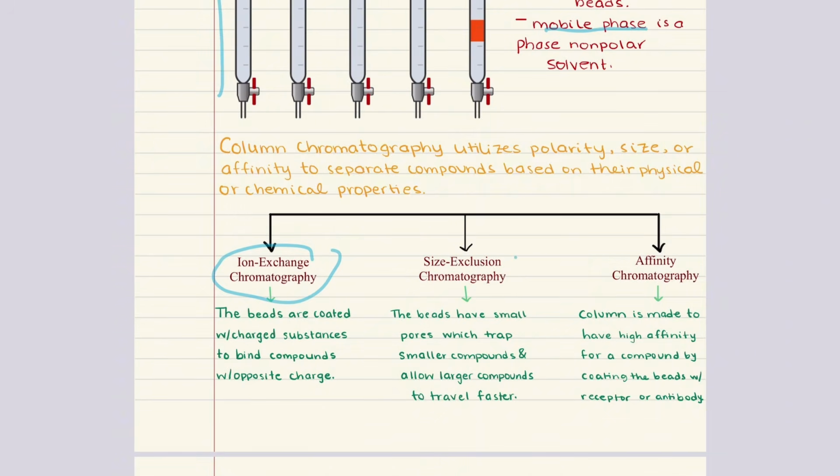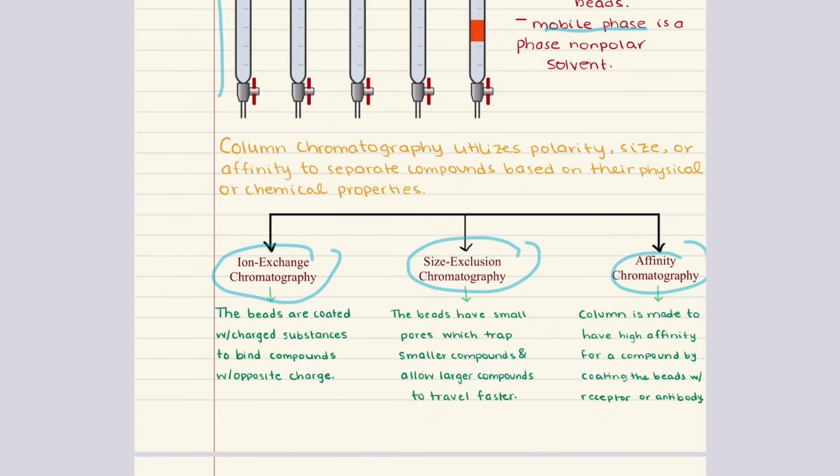Then there's size exclusion chromatography. This works based on size. The beads are going to have small pores, so small molecules are going to enter the pores and get slowed down, while larger molecules are going to bypass the pores and move faster through the column.